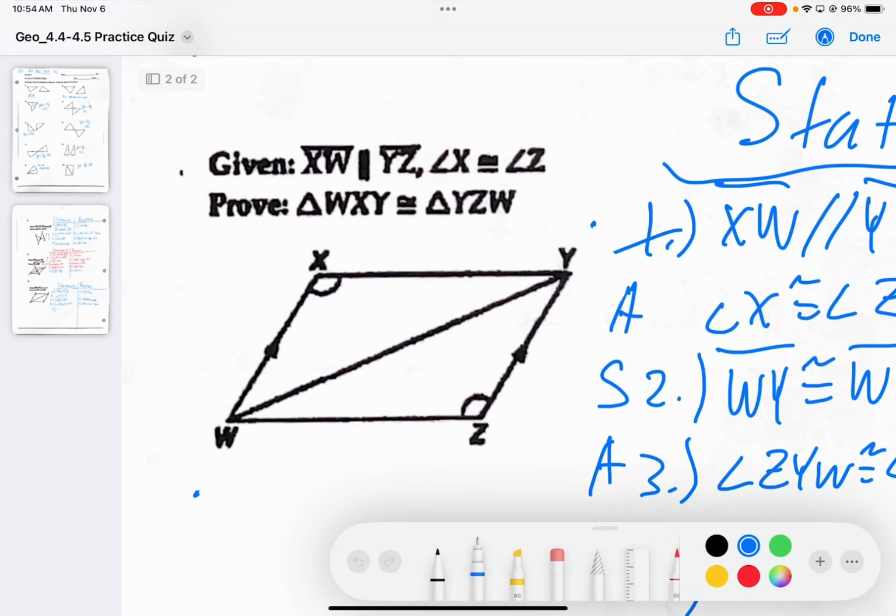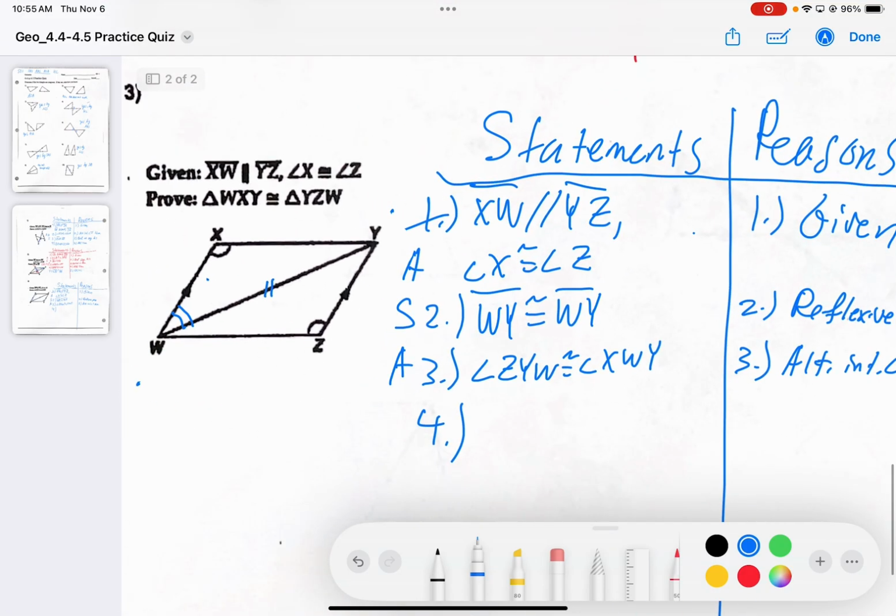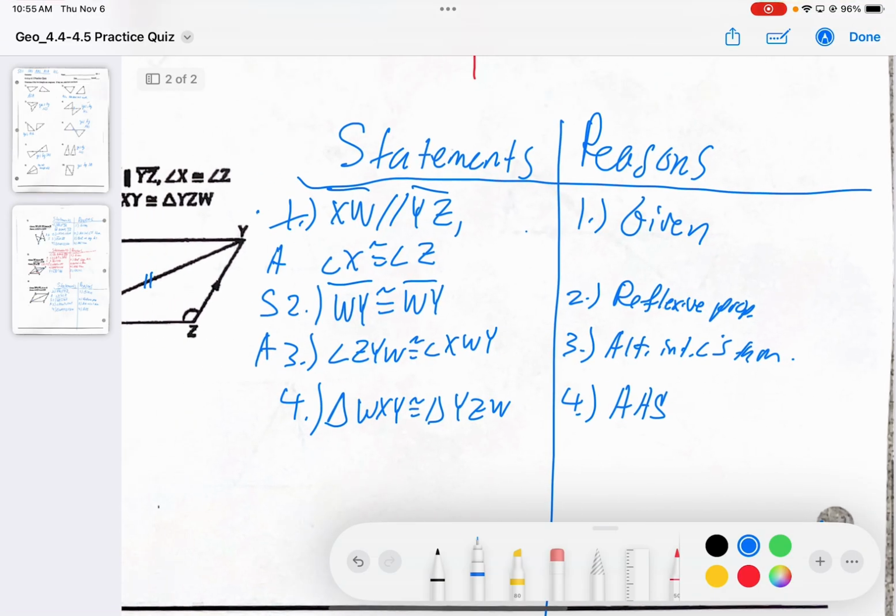Yeah, so like here's one angle right here. Here's another angle right there. And then here's the side. The side does not connect those angles. So it's angle, angle, side. If I knew that XW was congruent to YZ, then it would be angle, side, angle. But unfortunately, that's not the piece of information that I know. So my last statement would be to write my proof statement. Triangle WXY is congruent to triangle YZW. And then the reason for that is angle, angle, side theorem.